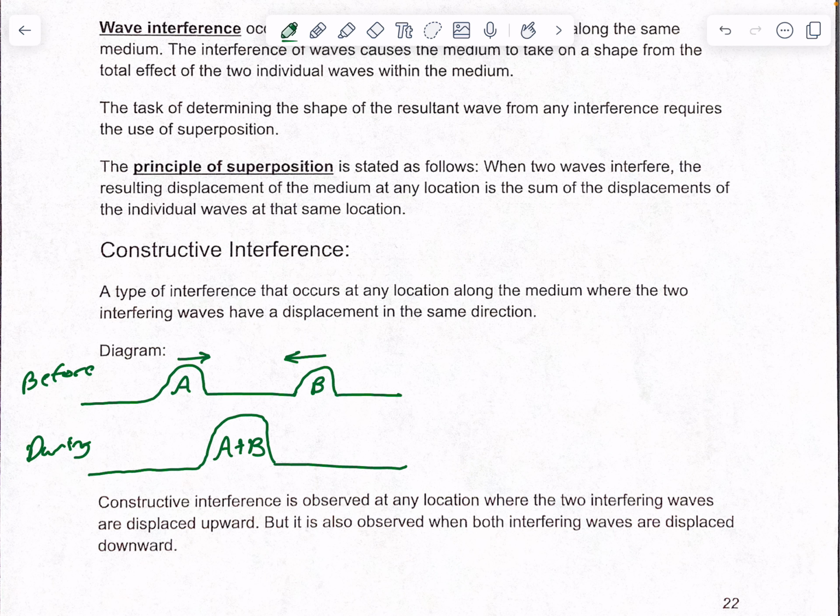And then after, once they've met up in the middle, they're just going to go right back to the way they were. So now B is over here, it's gone back to its normal amplitude, and B is still heading to the left. And then A is going to be over here, back to its normal amplitude, and now it's heading to the right. So this would be constructive interference. Constructive means to build up, so it's going to make the amplitude even bigger once they combine.